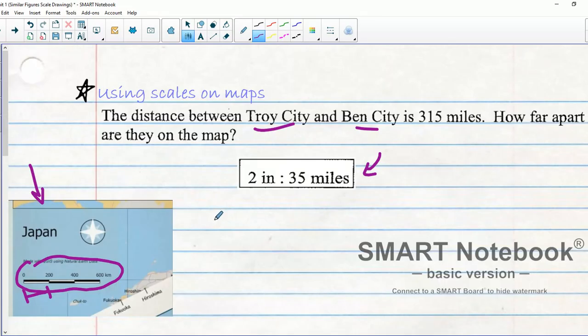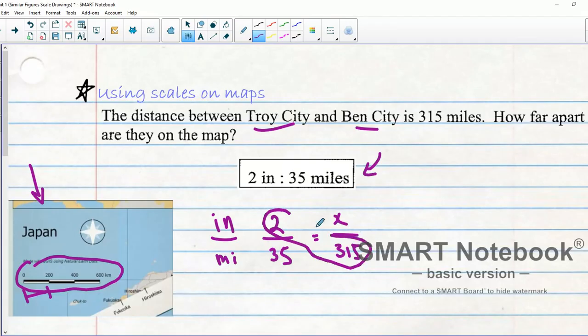So, okay, what are we comparing here, right? You remember setting up proportions? We're comparing inches to miles. Right, so 2 inches on a map would be 35 miles. So if the real distance is 315 miles, how long is it in inches on the map? Okay, these all sound very familiar by now, right? So 2 times 315 is 630. And then divide that by 35. What would that be? 18.